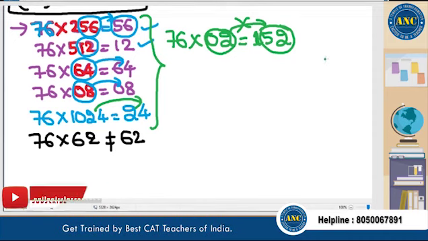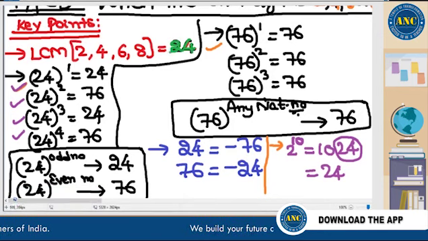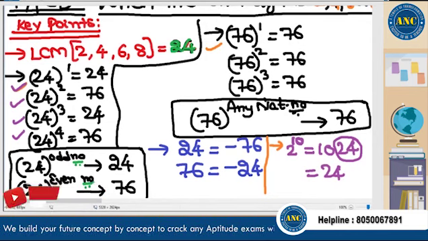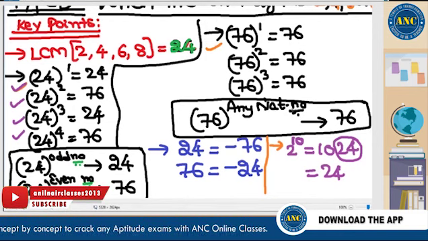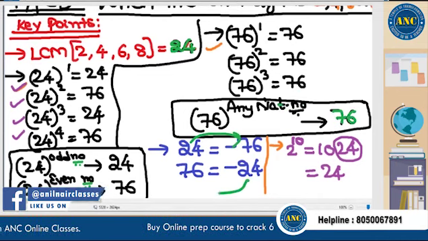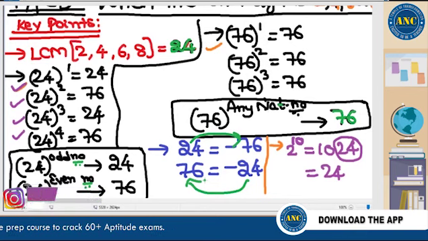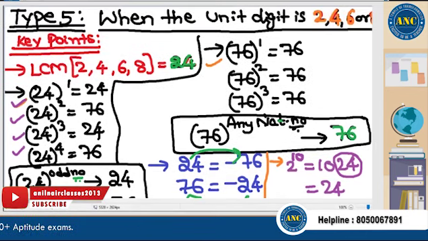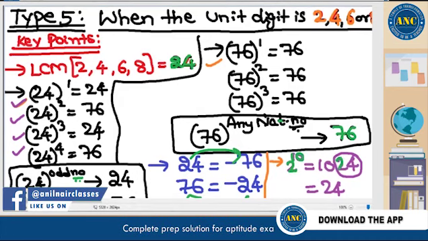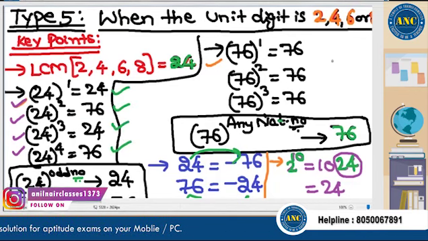Let me just brief for a minute about the key points. I am making every person come to a common point called 24, which is the LCM of 2, 4, 6, 8. 24 power odd number is 24, 24 power even number is 76, right? 76 power any natural number is 76. 24 and 76 can be interchanged whenever you require using the negative remainder concept. That is another key point. Whenever you are solving problems on unit digit 2, 4, 6, 8, make use of a superb number called 2 power 10, which has last two digits as 24, and thereby we know the last two digits key point for 24, right?